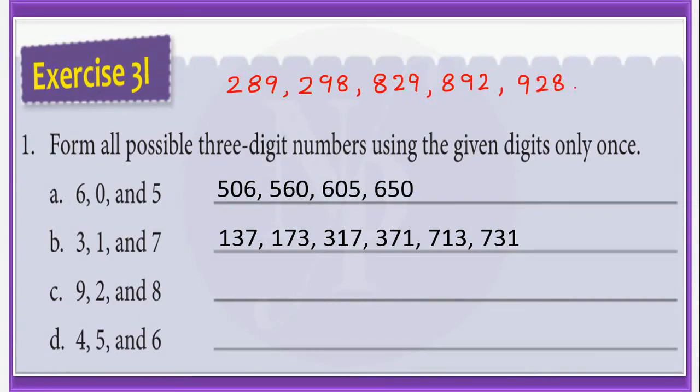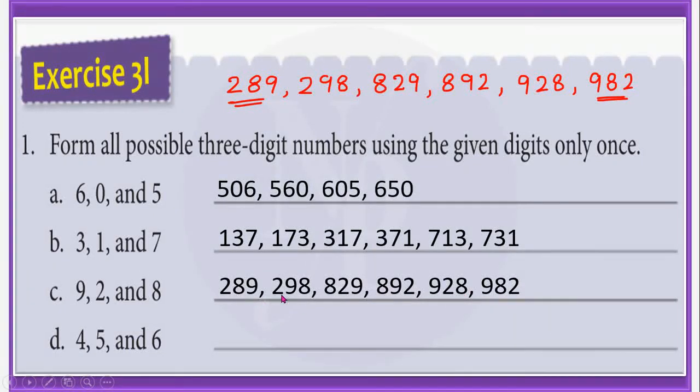Now I will write 9 in hundreds place and write the remaining digits 2 and 8, 928. After that, writing 9 in hundreds place, I will interchange the positions of 2 and 8. I will get 982, which is the greatest number that can be formed using the digits. 289 is the smallest number which can be formed using the given digits. So we have formed 6 different numbers using the digits 9, 2 and 8. Let us rewrite these numbers formed in the space provided here.